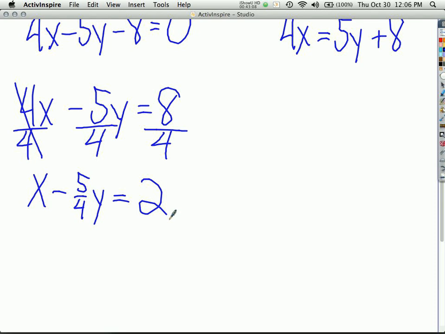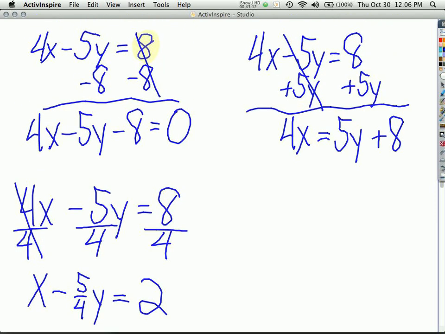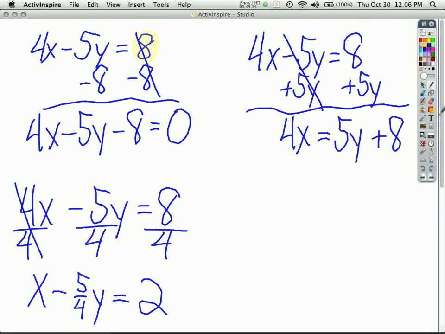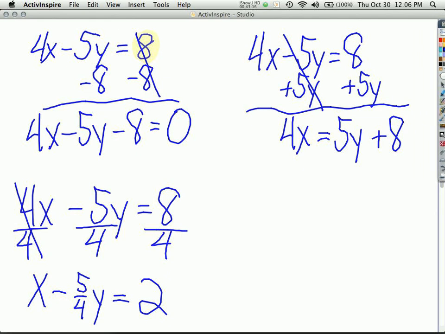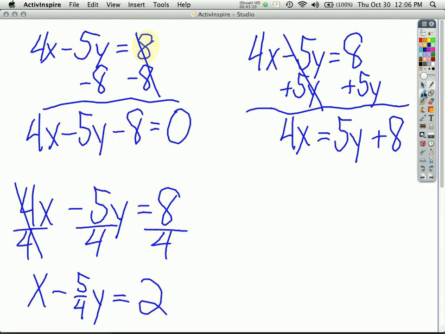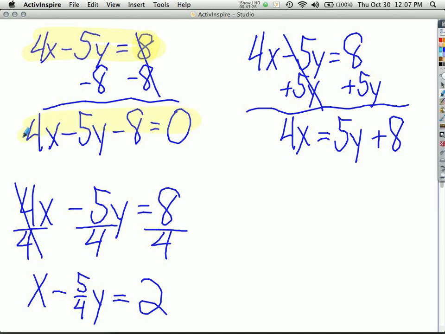So now, what is Mr. Gal talking about? I'm talking about that you are allowed to rewrite an equation a million different ways, and it's still the same equation. Guess what? This is the same as this, is the same as this, and is the same as this.